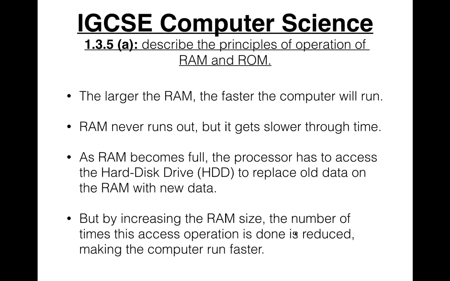And this makes the computer run faster. Before that, I should say that an HDD, or hard disk drive, is secondary storage. So when the primary memory, the RAM, gets full, the processor can't keep adding data to the full RAM. I mean, how can it if it's full? So it's going to have to replace old data with the new data somehow. So it's going to have to access the hard disk drive on the computer to do that.